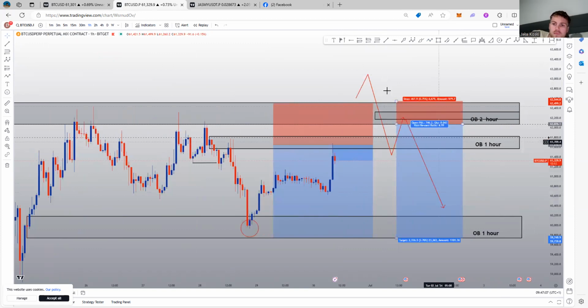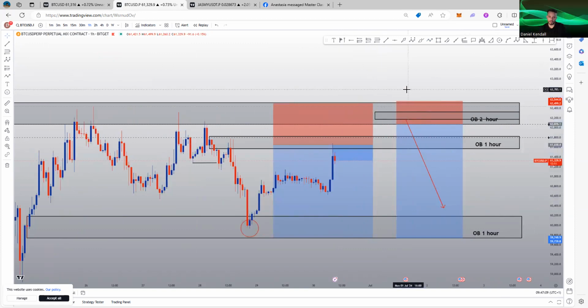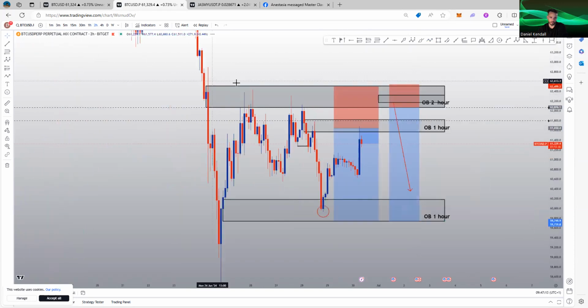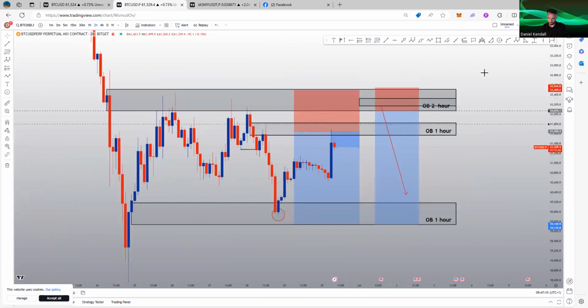So let's go over that. That's BTC for me at the minute. So we've got the 2-hour order block there. If we go to the 2-hour chart, we've got the 2-hour order block at 62, from 62.5 down to 62. I'm going to keep drawing that across so long as that keeps being respected every time price comes up to it.